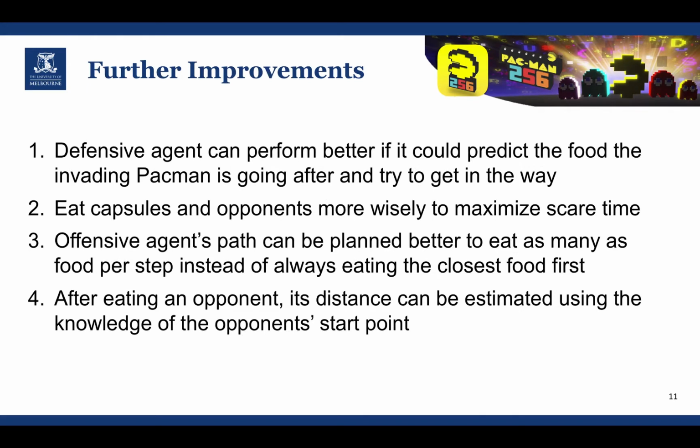There are several further improvements I think we can make if we have more time. First, a defensive agent can perform better if it could predict the intention of the invading Pac-Man. Second, eating capsules and opponents more wisely to maximize the time the opponents are scared. Third, an offensive agent's path can be planned better to eat as much food per step as possible instead of always going for the nearest food first. Fourth, after eating an opponent, its distance can be estimated using the knowledge of the opponent's start point.